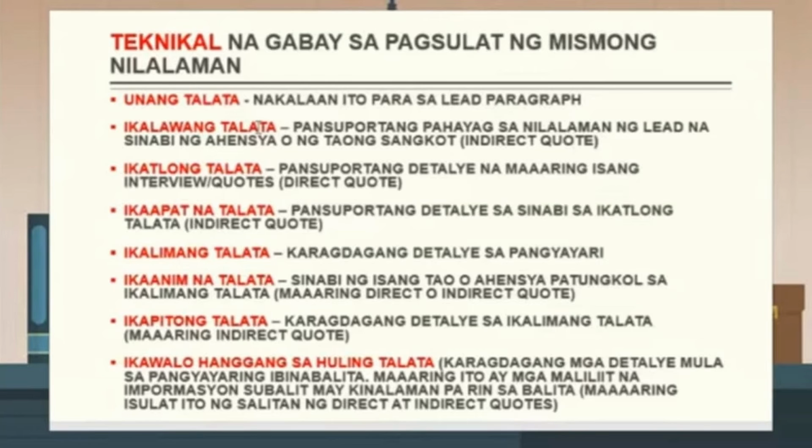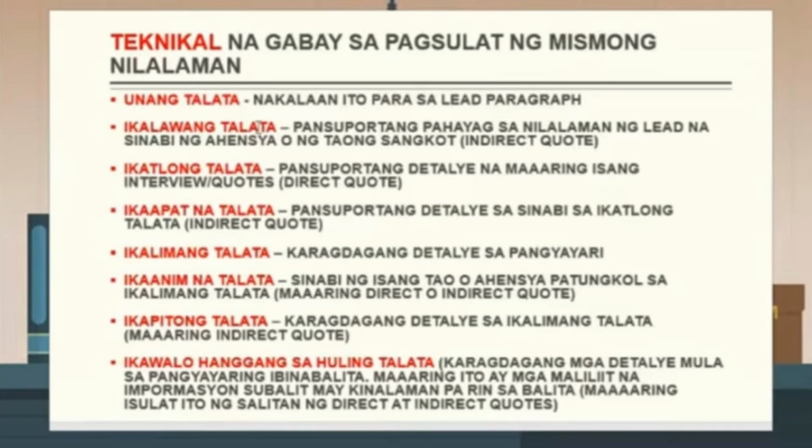Now, here are the technical guides in writing the content of the news. In your first paragraph, or unang talata, reserved for the lead paragraph: who, what, so what. In the second paragraph, or ikalawang talata, a supporting statement to the content of the lead, said by the agency or the person involved. Indirect quote. So that one is your lead support. Second paragraph, where you can also write the where and when. In your third paragraph, or ikatlong talata, supporting details that can be an interview or quotes. It should be a direct quote.